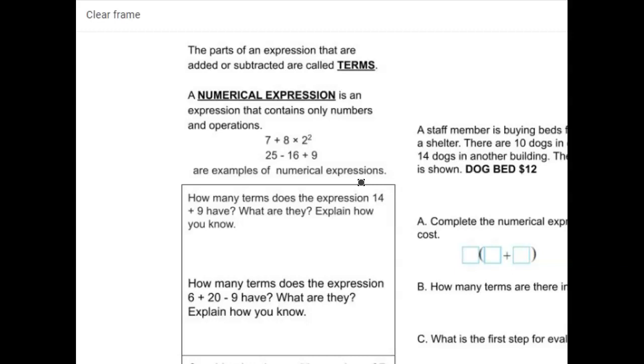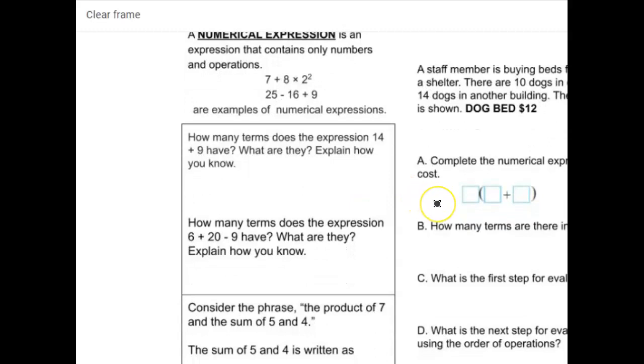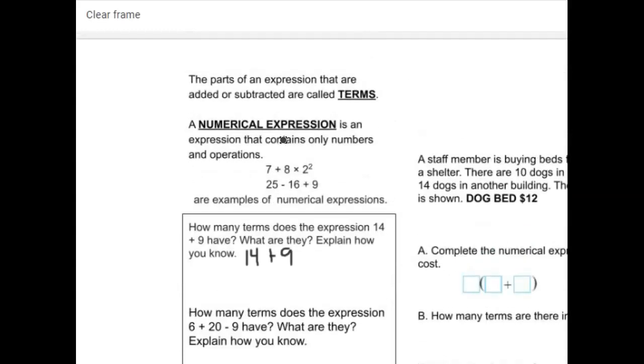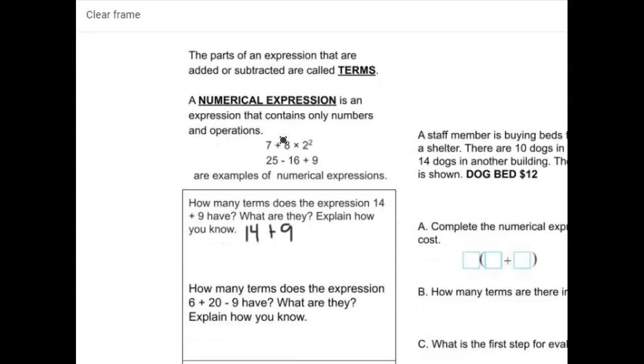Let's take a look at our first problem down here. How many terms does the expression 14 plus 9 have? So I'm going to rewrite that right here since it got separated. 14 plus 9. And let's remind ourselves of what a term is. The parts of an expression that are added or subtracted are called terms. So there are two terms then. We have 14 and we have 9 because they are added together. Because it says the parts of the expression that are added or subtracted are called terms. So we're adding 14 and 9 together.